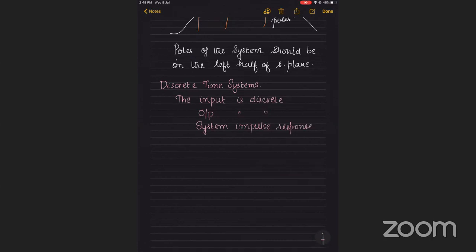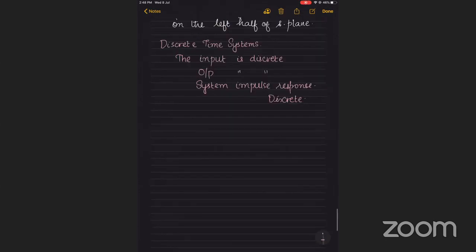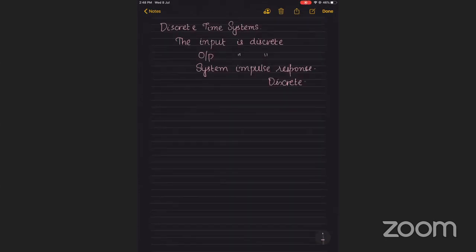That is also discrete. Is this clear? This is also discrete. Now, let's see what it is. So I have a system, discrete.